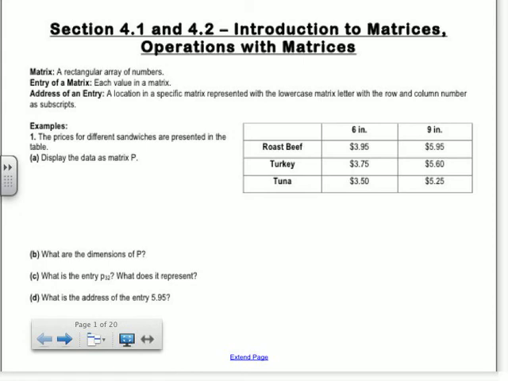Number one says the prices for different sandwiches are presented in the table. Any table that you do is really a matrix. When you use Microsoft Excel or something like that, it's creating a matrix of numbers. All right, so to display the data as matrix P, P for prices, our numbers are $3.95, $5.95, $3.75, $5.60, $3.50, $5.25.